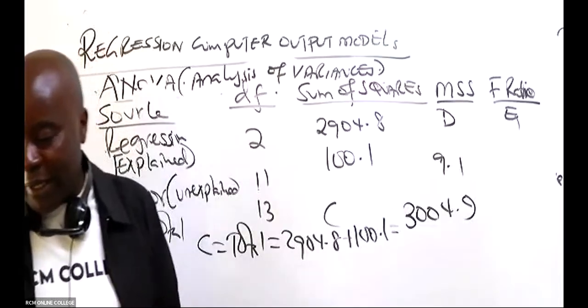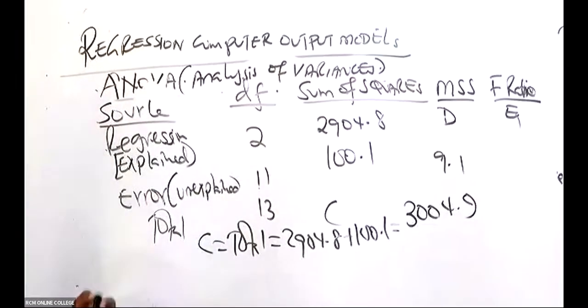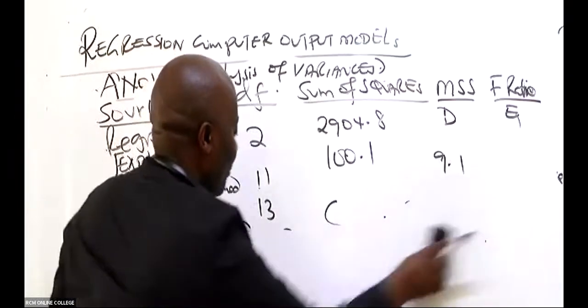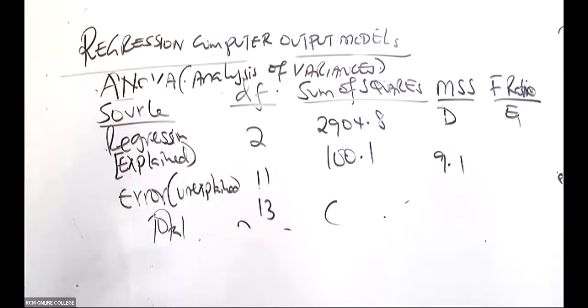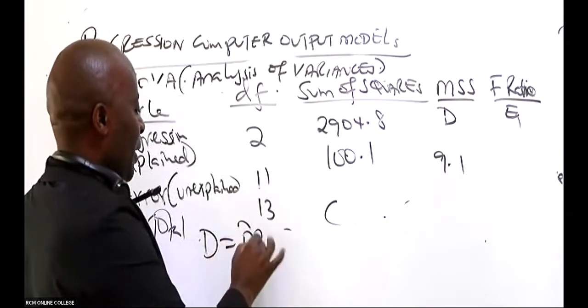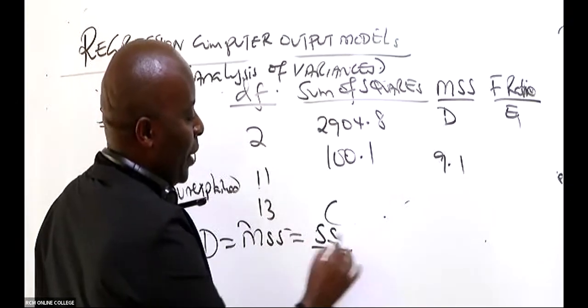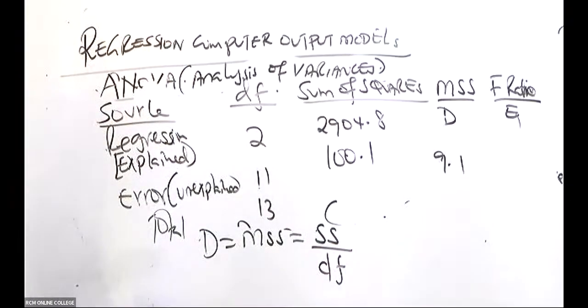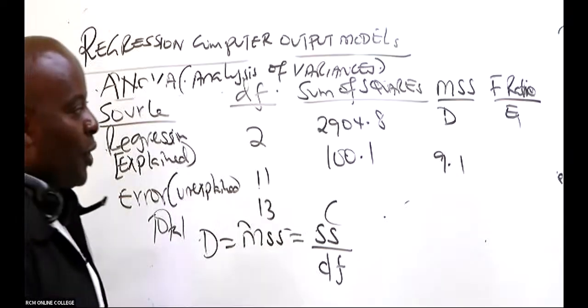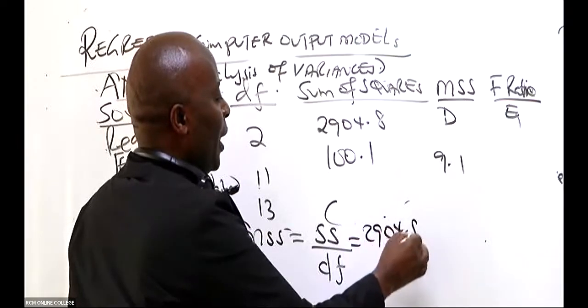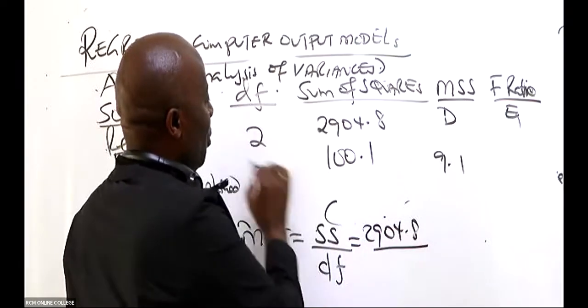It will be 9.1. So in short, D is MSS. And to get it, we normally take sum of squares divided by degrees of freedom. Anytime they want us to get mean sum of squares, you take sum of squares divided by degrees of freedom. So the sum of squares here is 2904.8, divided by the degrees of freedom, which are how many here?